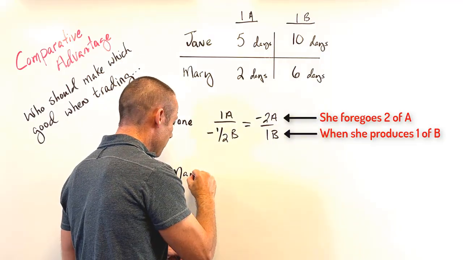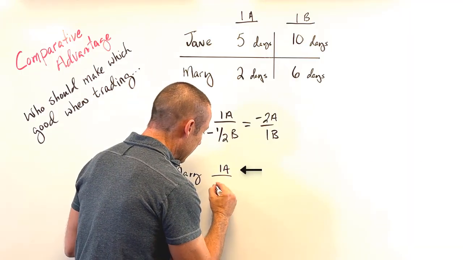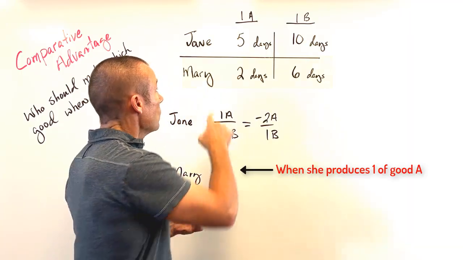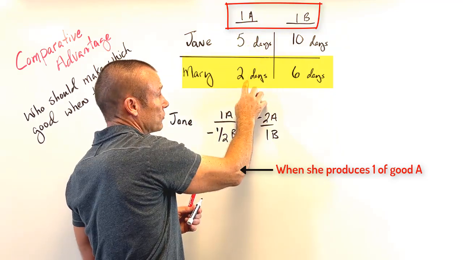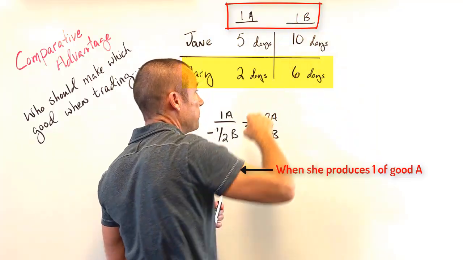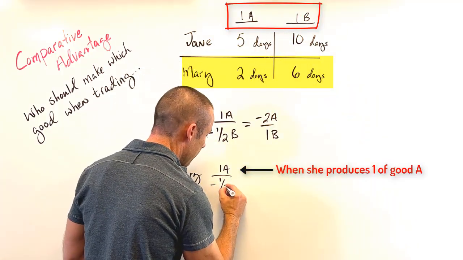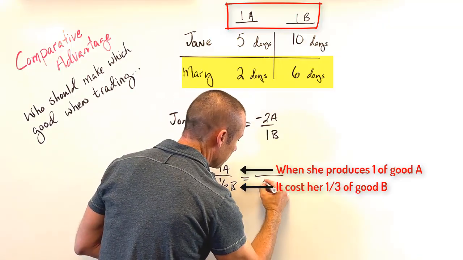Mary. Here comes Mary, right? Go a little bit faster, right? We put that 1A, negative sign opposite the 1. To make 1 of A, it takes her 2 days. 2 days to make 1 of A. It takes her 6 days to make 1 of B. So in 2 days, how much of B could she make? Only 1/3 of B. Equals, put 1B.